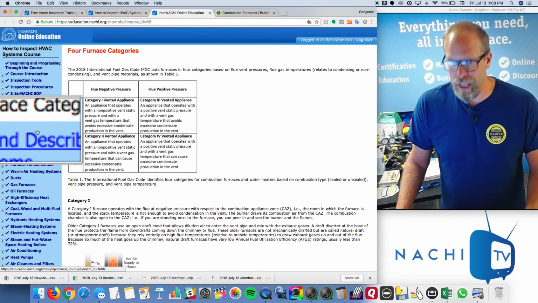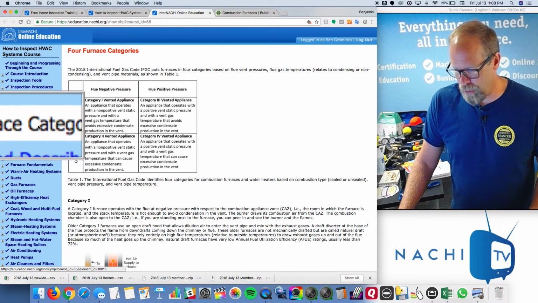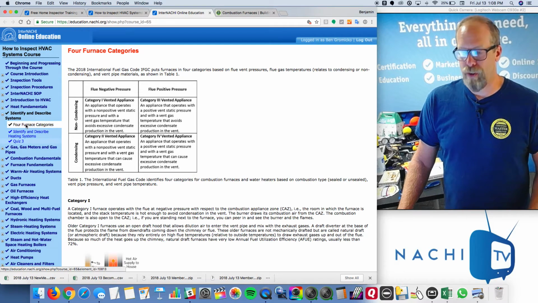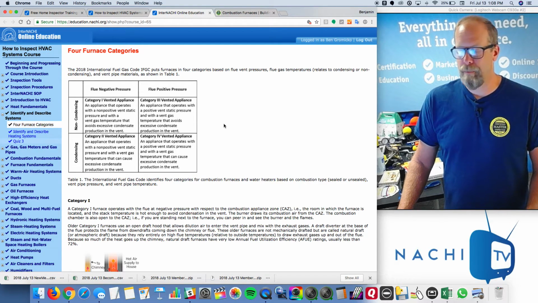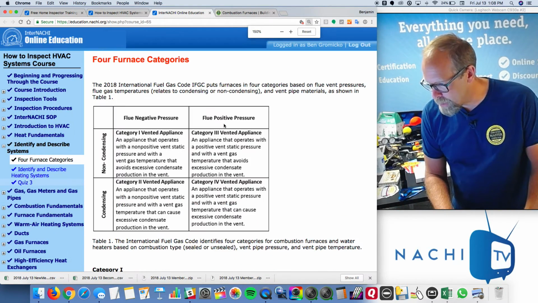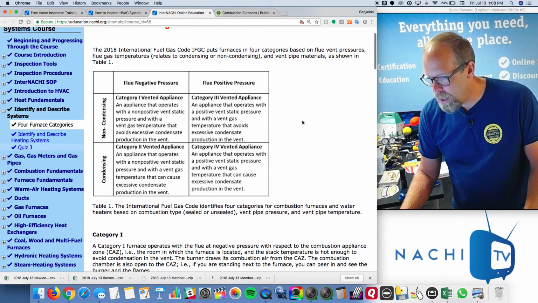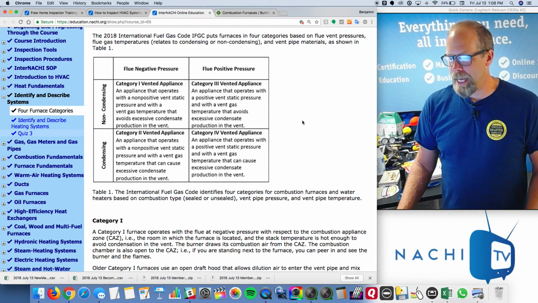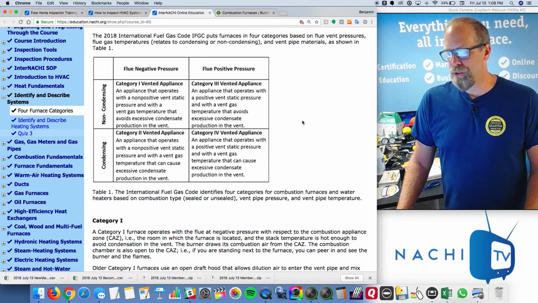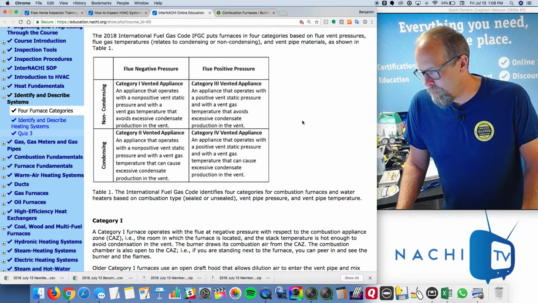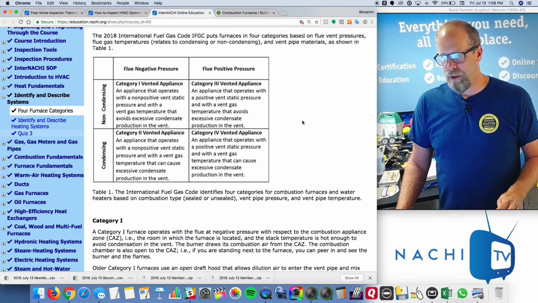And on the left side is the navigation menu. And let's take a look at the furnace categories. There are four. So let's make this a little bit bigger. Okay, so the 2018 International Fuel Code places four categories on furnaces.